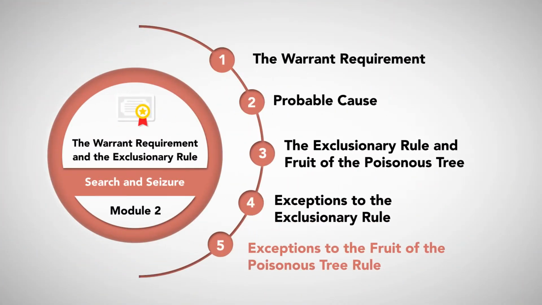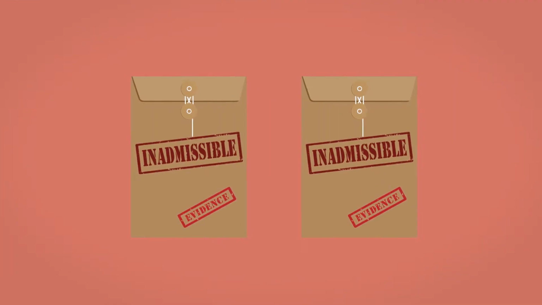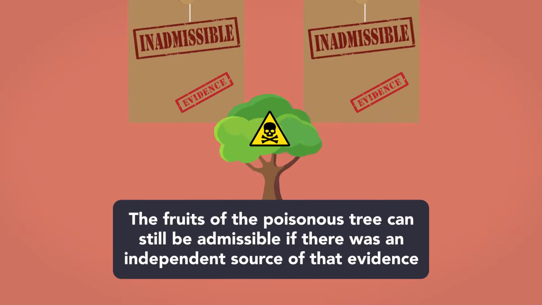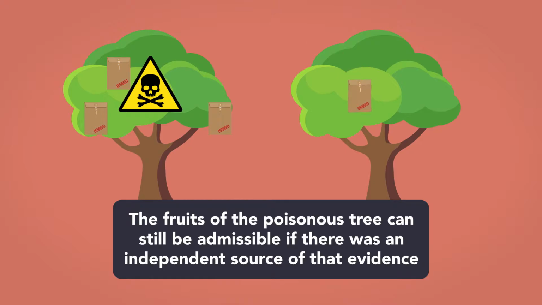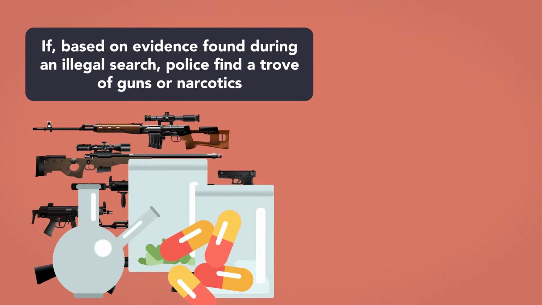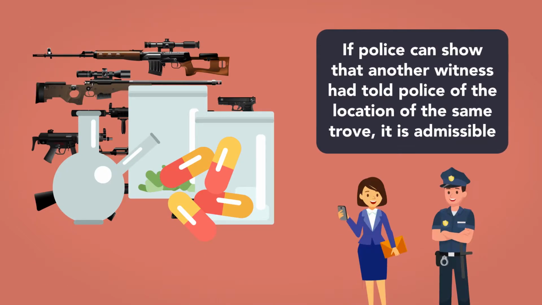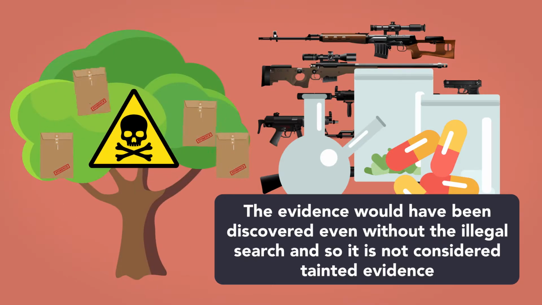Exceptions to the fruit of the poisonous tree rule. Where illegally obtained evidence leads to the discovery of other evidence, the fruits of the poisonous tree can still be admissible if there was an independent source of that evidence. So if based on evidence found on an illegal search, police find a trove of guns or narcotics, but police can show that another witness had told or was about to tell the police of the location of the same trove, it is admissible. Here, the evidence would have been discovered even without the illegal search, and so it is not considered tainted evidence.